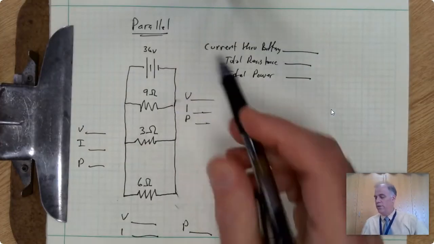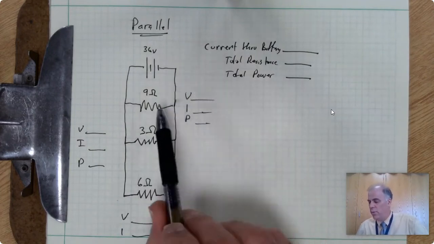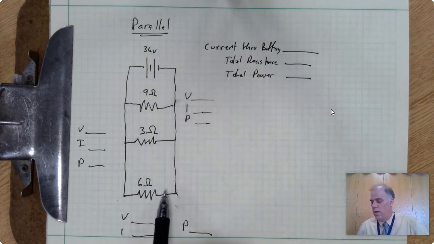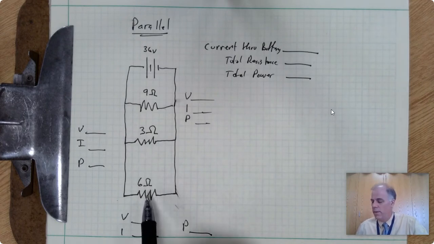So here's a parallel circuit. As you recall, in a parallel circuit, we have more than one possible path for the current to take, for the flow of charge to follow.